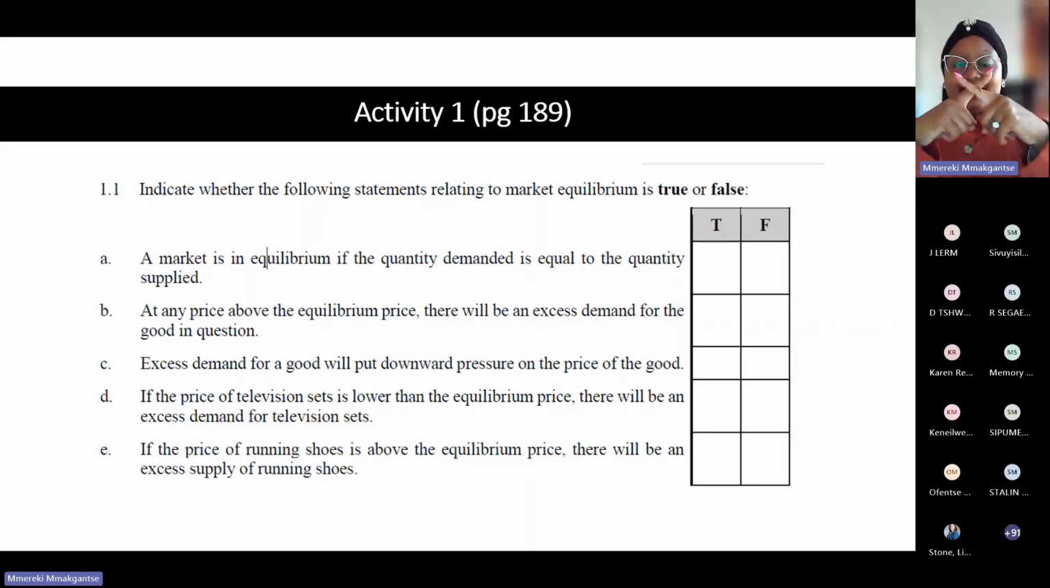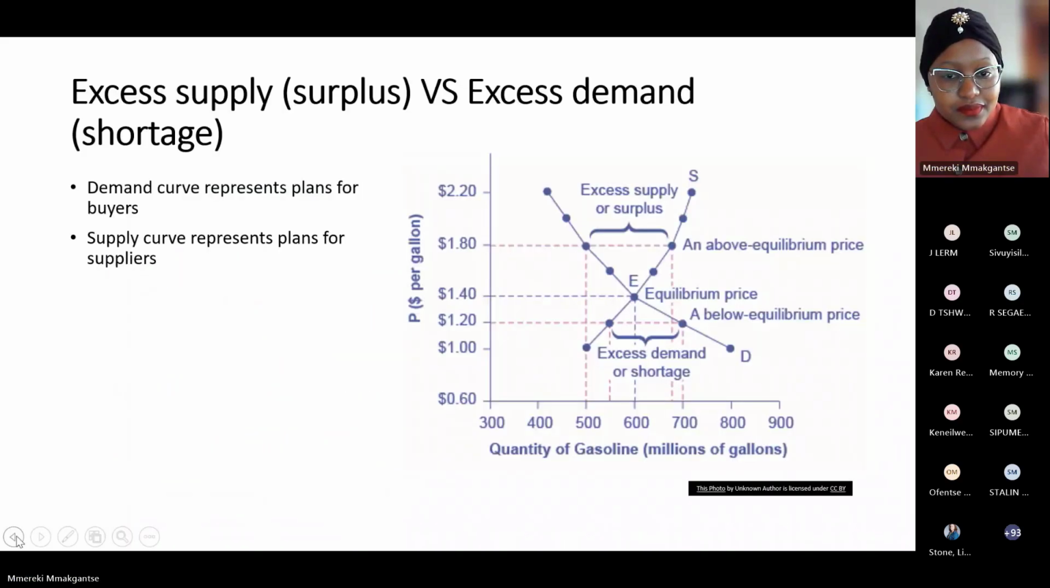Back to X. Anything above this is the equilibrium price and equilibrium quantity. If it's above the equilibrium price, it is excess supply. Here they say the price of running shoes is above the equilibrium price. Remember here, this is above the equilibrium price. So let's say the price of shoes was 180, which is above the equilibrium price. Therefore, it is excess supply.